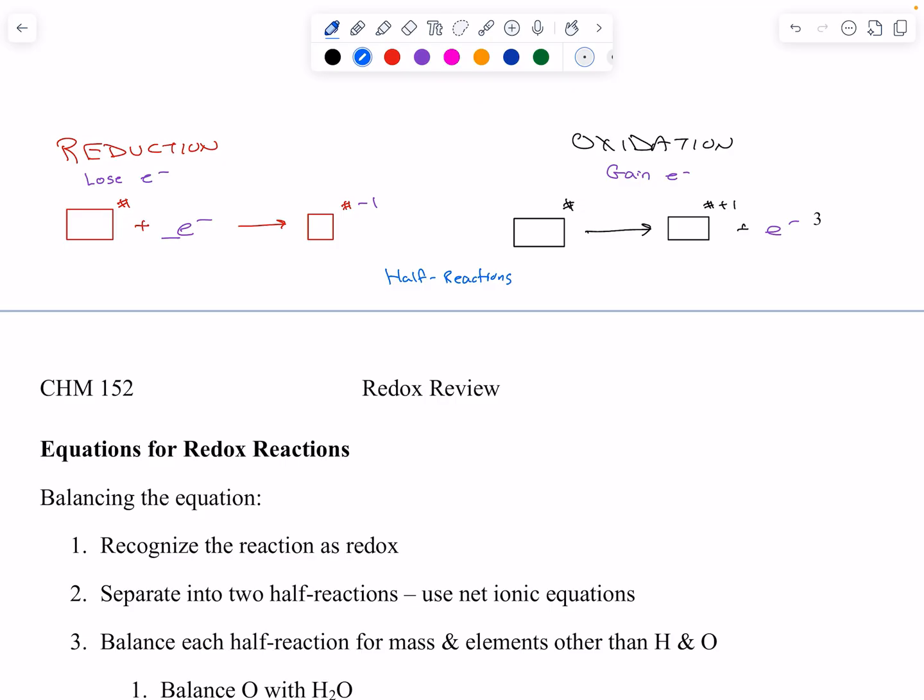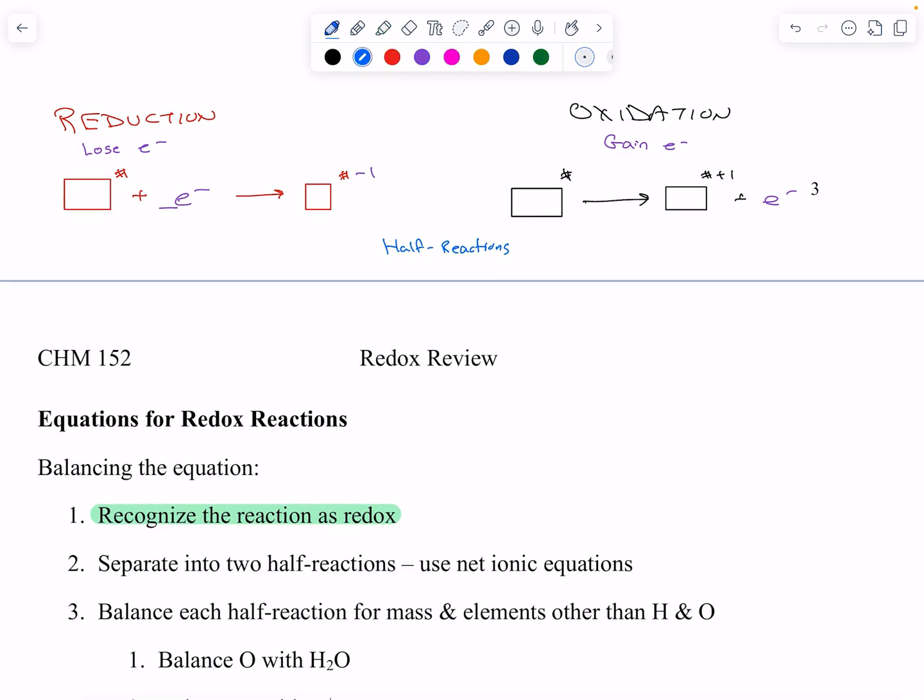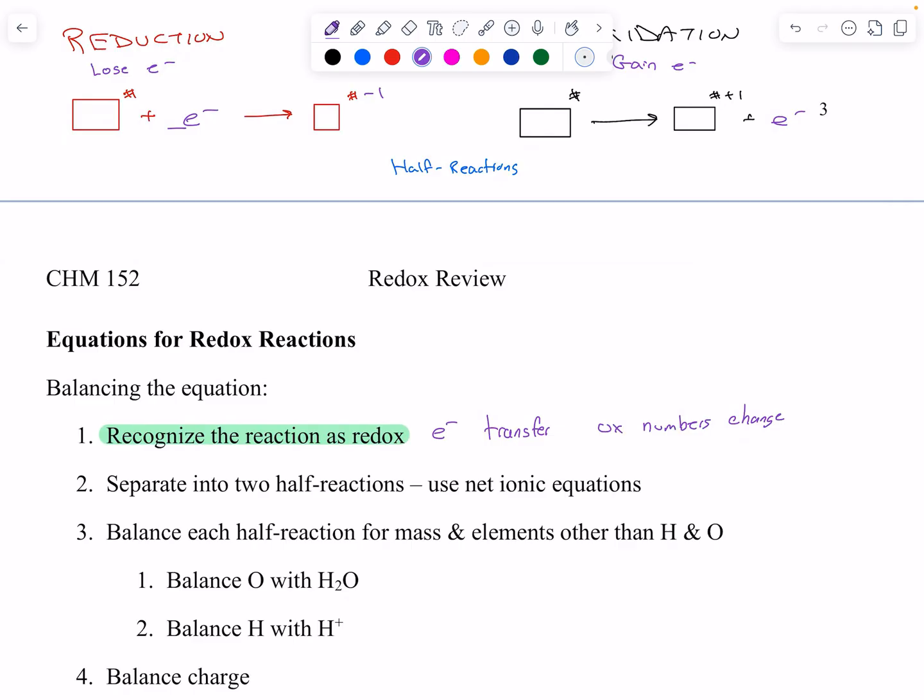When we talk about balancing an equation, the first step is recognize the reaction is a redox reaction. That means electrons transferred. That means oxidation numbers change. It's not proton transfer, it's electron transfer. Then we're going to separate into the two half reactions, and use net ionic equations. And then we're going to balance.